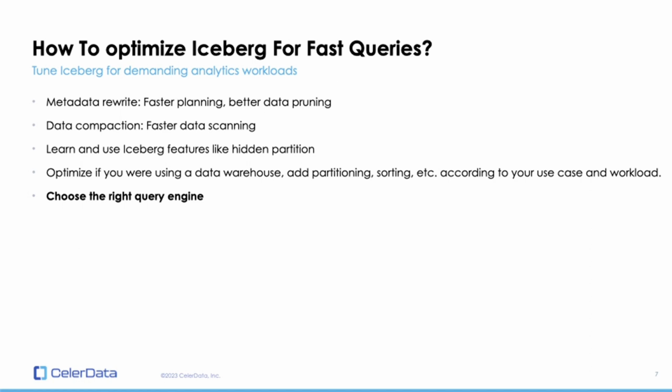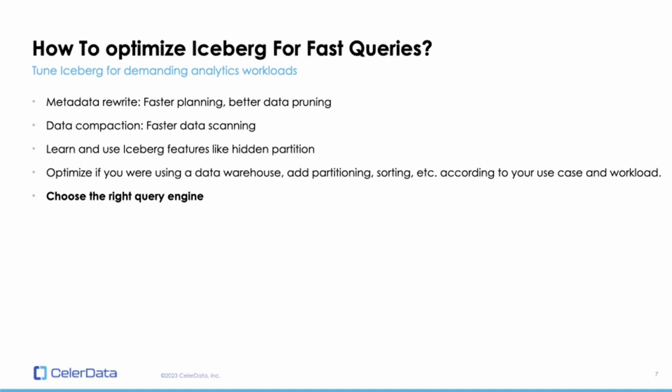Small files can be even bad for planning, because for every data file you have, there is an entry in the metadata that records the data file. So you can blow up the metadata file size, which is really not good. And you also want to learn and use Iceberg features. A lot of the features probably won't make your query run faster, but they make things easier for you, for example partitioning. That's great as well.